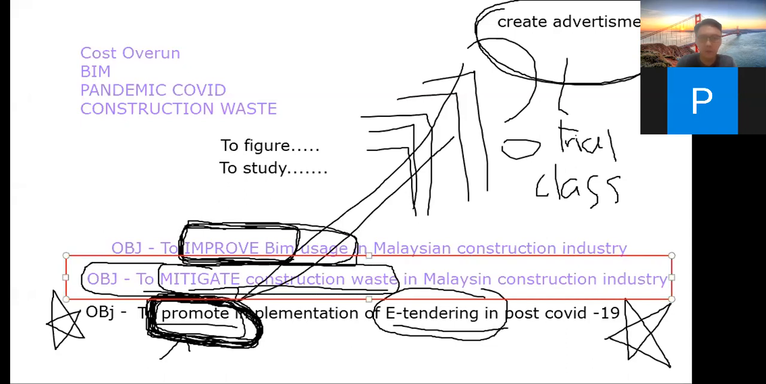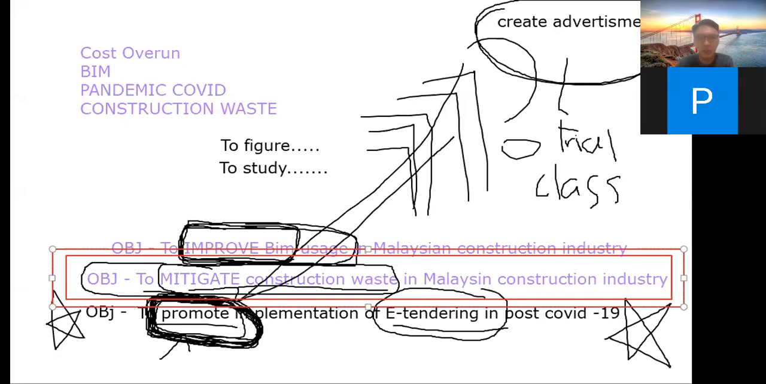This one. Anyone did this? Something like this? To mitigate the problem, to solve the problem. Anyone did this? Okay, so this is a very challenging work. To mitigate construction waste, what do you do? You take a tractor, you help Malaysians to take away all the waste, to mitigate construction waste.